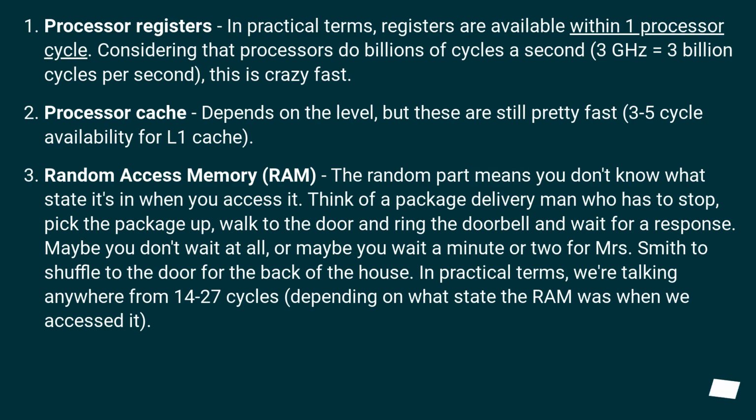Processor cache depends on the level, but these are still pretty fast, 3 to 5 cycle availability for L1 cache. Random access memory, RAM, the random part means you don't know what state it's in when you access it. Think of a package delivery man who has to stop, pick the package up, walk to the door and ring the doorbell and wait for a response. Maybe you don't wait at all, or maybe you wait a minute or two for Mrs. Smith to shuffle to the door from the back of the house. In practical terms, we're talking anywhere from 14 to 27 cycles, depending on what state the RAM was in when we accessed it.